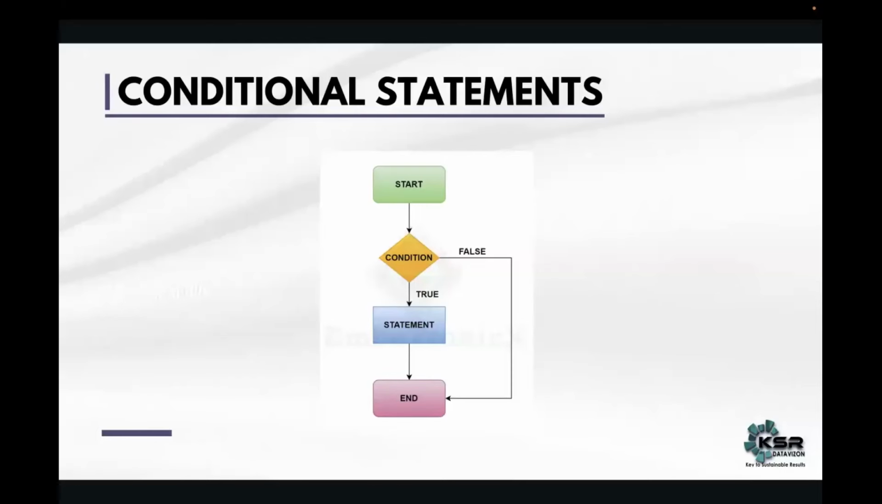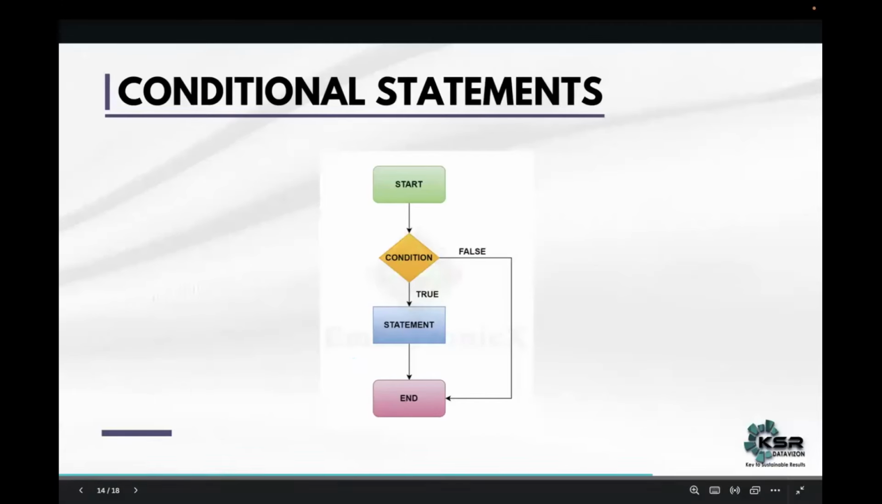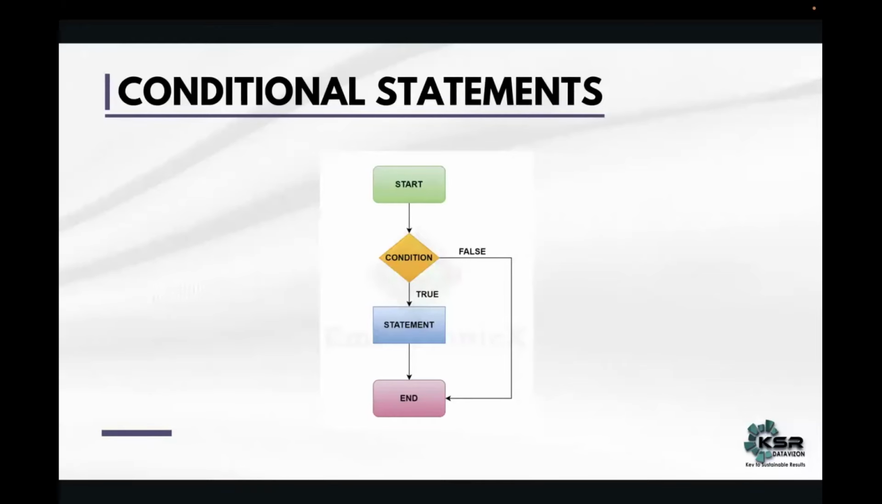If your condition is true, you are executing some statements, or else you are not executing them. It is not that every part of the code which you are writing is getting executed. You are skipping some part of the code. So that is how you are controlling the flow of the program, based on your condition. You can have another statement here: if it was false, execute another statement and then end the code. This is how conditional statements work. You can have multiple conditions, nested conditions, or multiple if else. I'll show examples so that it will be clear.